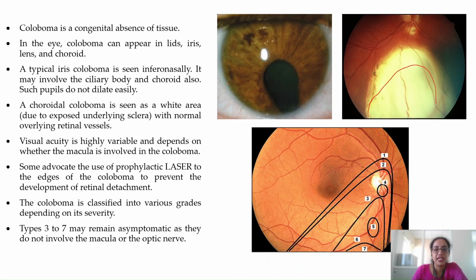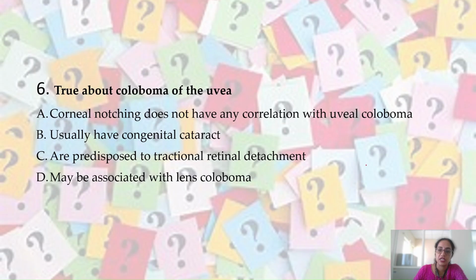The visual acuity is highly variable in these cases and depends on where the coloboma is. If the coloboma involves the macula, then the vision is decreased. If it involves the disc, then also the vision is less. There is a classification for coloboma by Idaman, shown here. From type 3 onwards, the visual prognosis is much better because they do not involve the macula or the disc. Some people advocate the use of laser at the margins of the coloboma to prevent retinal detachment. Let's take a question at this point.